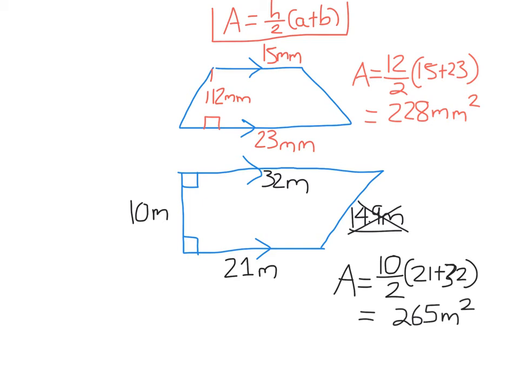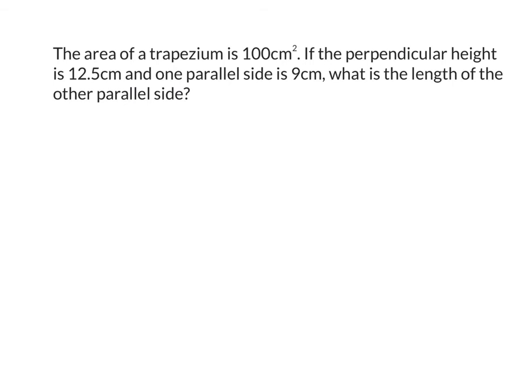All right, the final thing we're going to look at in this video, we're going to use the area of a trapezium to find one of its dimensions. So let's try this question here. The area of a trapezium is 100 centimeters squared, perpendicular height 12.5 centimeters, one parallel side 9 centimeters. What's the length of the other parallel side?